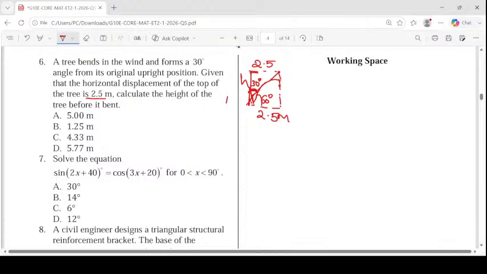Let us see. If I draw it this way, we are going to have a figure that will look like this. This is 2.5. This angle here is 60. Then you are supposed to get this height. Opposite, is this it opposite?